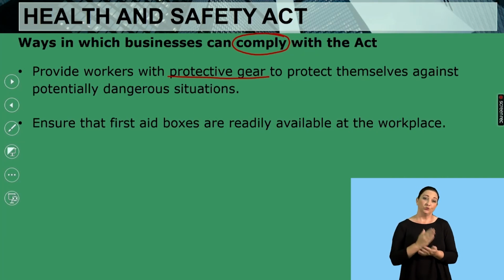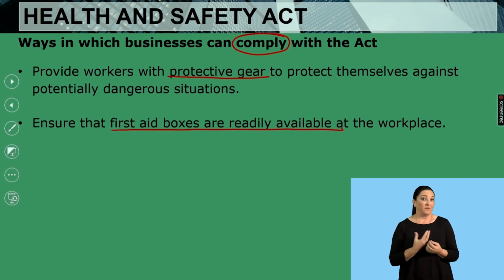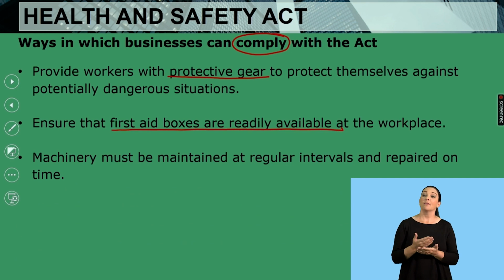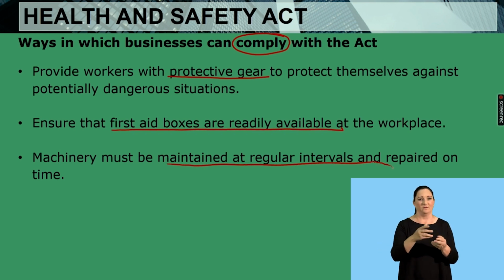It's also there to ensure that first aid boxes are readily available at the workplace. So in case that someone is injured, there is at least resources that can be used to enable that employee to get help. The business can also make sure that the machinery is maintained at regular intervals and repaired on time. Now, this simply means that businesses need to constantly check to make sure that they are repairing machinery before it stops working completely or before it harms the employees in the workplace.